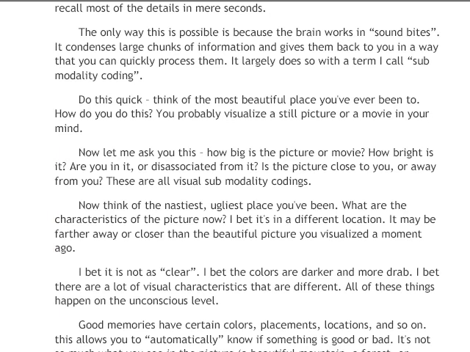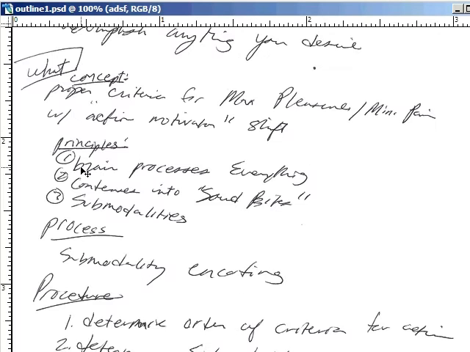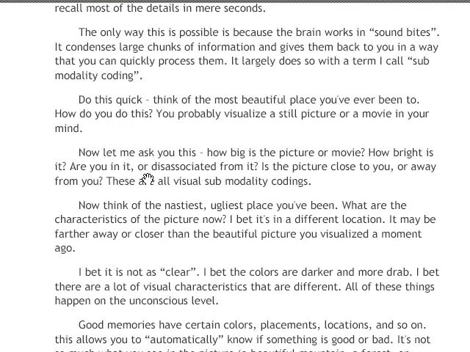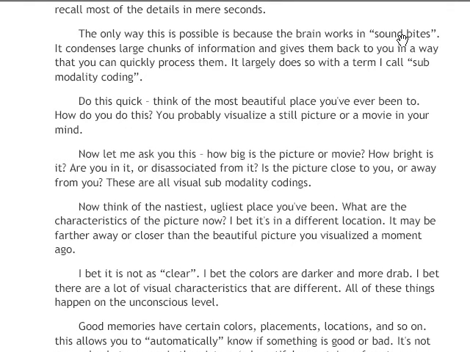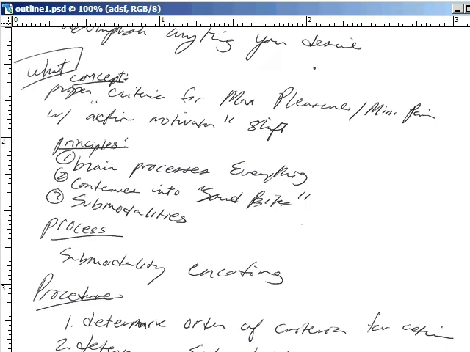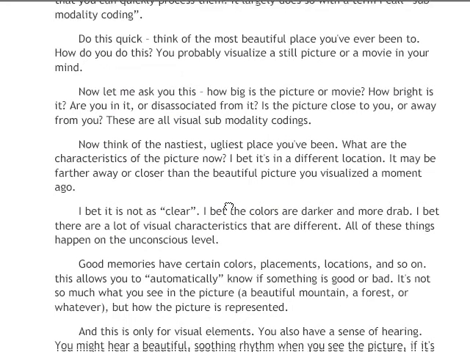So, the first thing we talked about here was brain processes everything, condenses it down to sound bites. Okay, so this is how I'm proving the concept and the principles that make this concept work. It condenses large chunks of information and gives them back to you in a way that you can quickly process them. It largely does so with a term I call submodality coding. So now we're into the submodalities and submodality encoding, what this means to them.